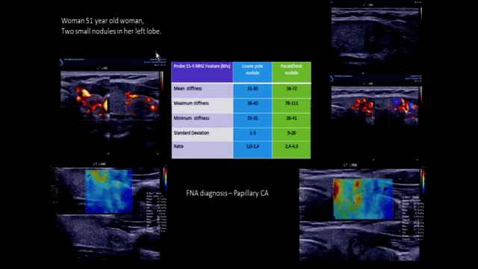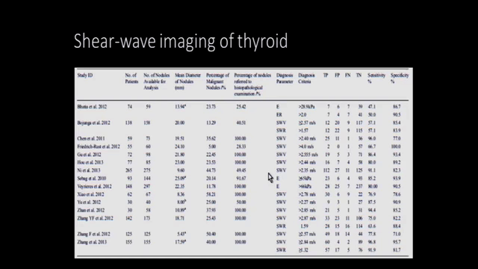However, this particular patient is a 51-year-old woman. She has two small nodules in her left lobe. This is the upper pole nodule and this is the isthmus nodule. And what you can see when you look at the stiffness is that in the lower pole nodule, the stiffness was lower, about 31 to 33 for a mean, but the paraisthmic lesion had high stiffness in it as seen on the color image, and the mean stiffness was about 58 to 72 kilopascals. FNA of this paraisthmic lesion was performed, and that came back as papillary carcinoma.